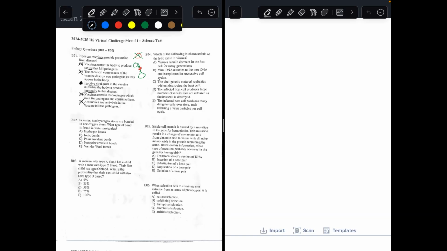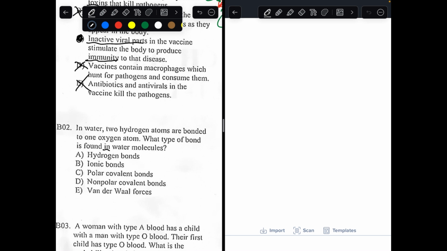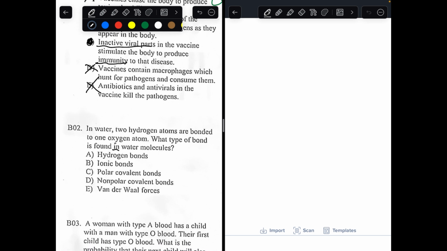Number 2. In water, 2 hydrogen atoms are bonded to 1 oxygen atom. What type of bond is found in water molecules? The main thing you want to focus on is the word "in" here. This is talking about a bond that's in the water molecule itself, not between water molecules. So if I draw a water molecule and another water molecule, the question is asking about these bonds over here, not the forces between the water molecules.